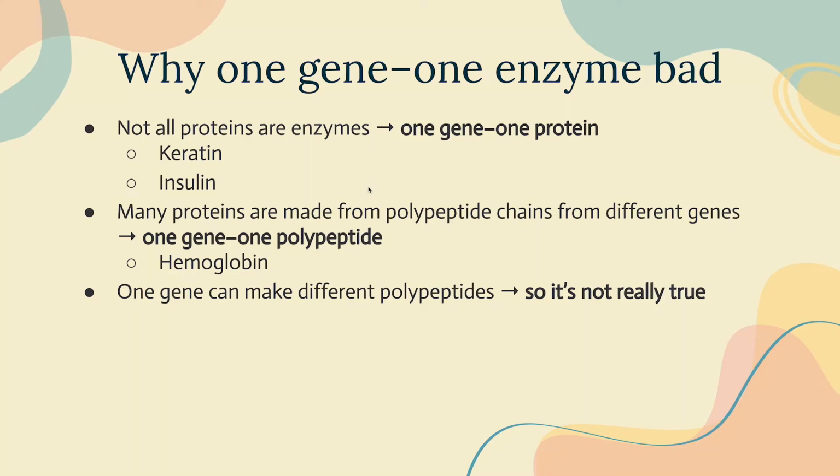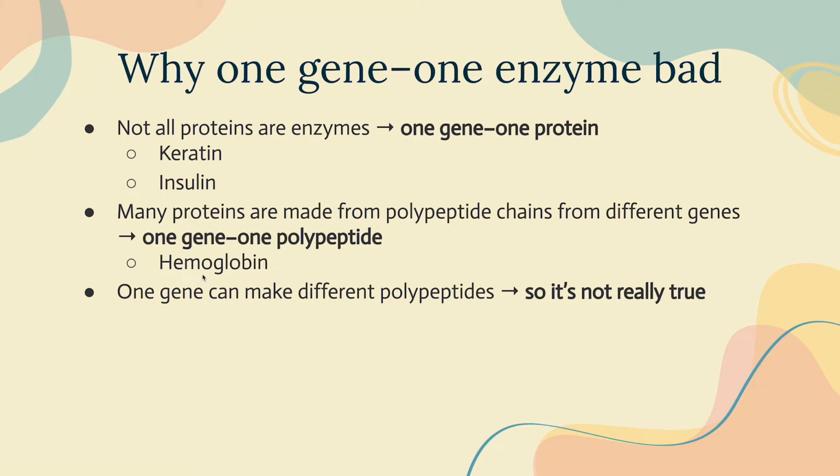Okay, and the next is why one gene, one enzyme is a bad hypothesis. So the first thing is that not all proteins are enzymes. So they changed this to one gene, one protein. Some examples of proteins that aren't enzymes are keratin, which makes up your skin and hair, and insulin, which helps us absorb sugar. And many proteins are made from polypeptide chains from different genes. So then it became one gene, one polypeptide.